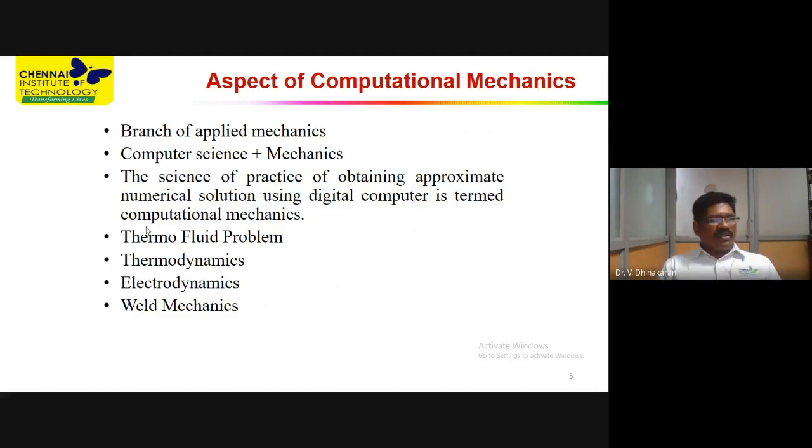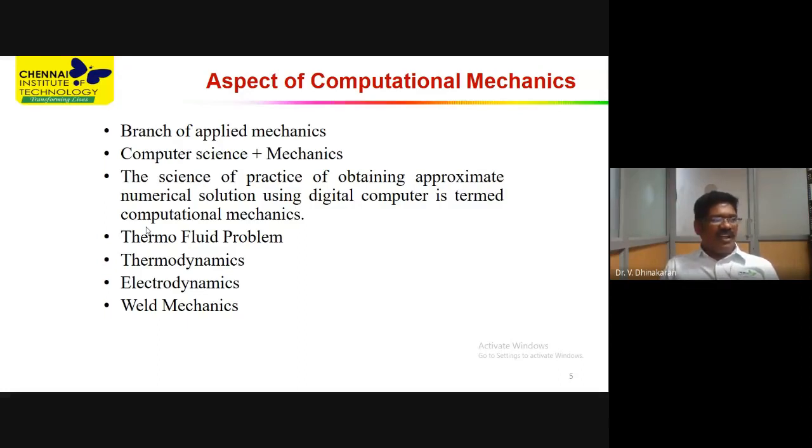So, what is computational mechanics? Computational mechanics is a branch of applied mechanics which uses the knowledge of computer science and mechanics. It is generally defined as the science and practice of obtaining approximate numerical solutions using the digital computer.